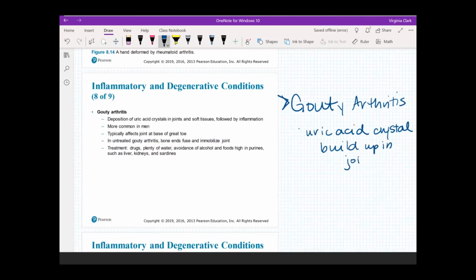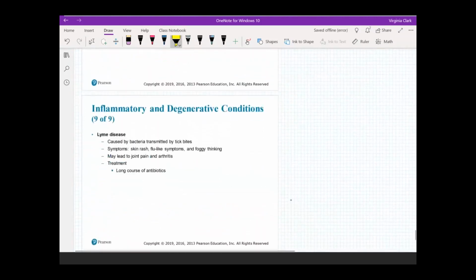And what you then have when you have this buildup of these crystals in your joints, you will get inflammation. For some reason, it's typically in men, and for some reason, it typically affects the big toe first. So if someone's complaining about their big toe and they're having issues and they're a man and they're middle-aged, this might be a good condition to look at to see what's going on with gouty arthritis.